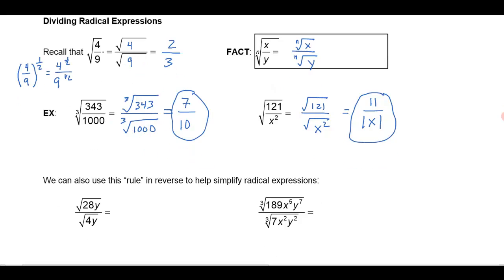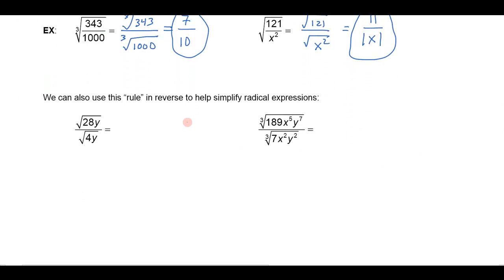Okay. Now we can also use the rule in reverse to help us simplify one radical divided by another radical. For example, in this case, I could just put those all together under one radical. And now that I have the fraction under the radical, then I could just cancel the y's and cancel the 4 into the 28. And I would just get that this equals the square root of 7.